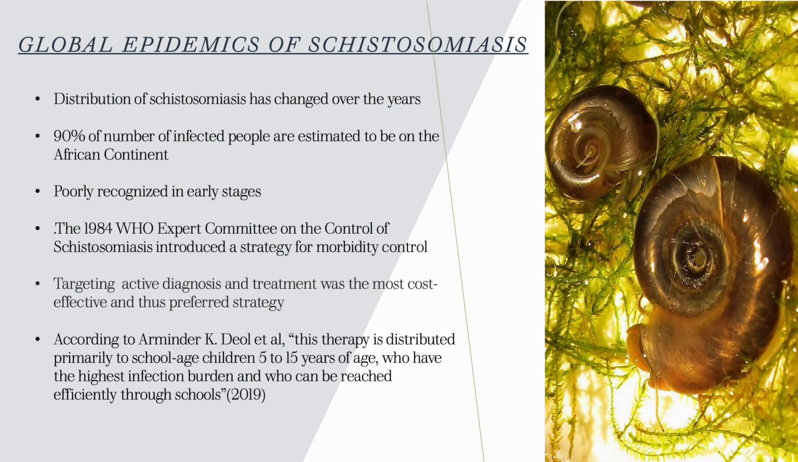In 1984, the WHO Expert Committee on the Control of Schistosomiasis introduced a strategy to decrease the number of casualties. Prices for necessary drugs were high, so active diagnosis and treatment were the most cost-effective, and thus the preferred strategy. This strategy involved the widespread distribution of praziquantel, the main drug used to treat schistosomiasis. According to Armiger K. Deal, this therapy was distributed primarily to school-aged children, 5 to 15 years of age, who have the highest infection burden and who can be reached efficiently through schools.